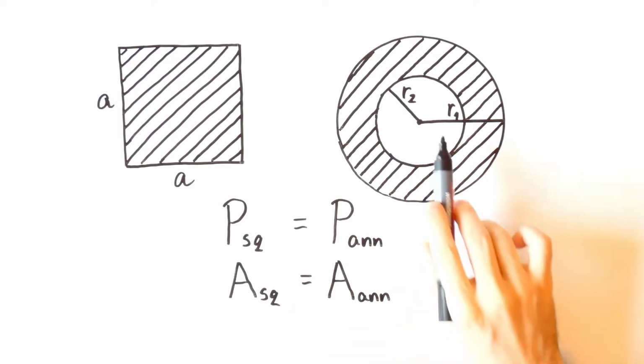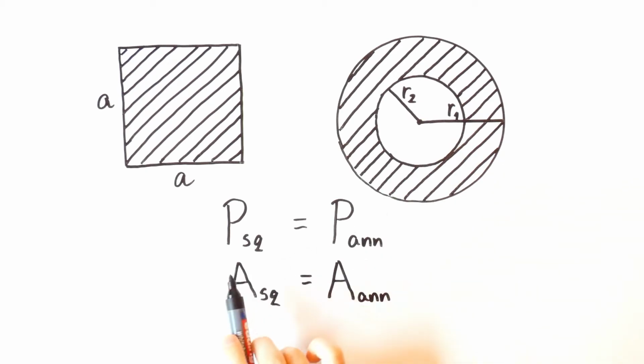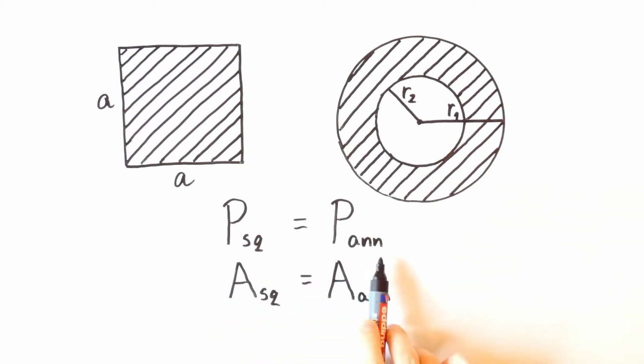So we have two unknowns, R1 and R2, and two equations, one that says that the perimeters are equal and one that says that the areas are equal. We'll see what each of them does.